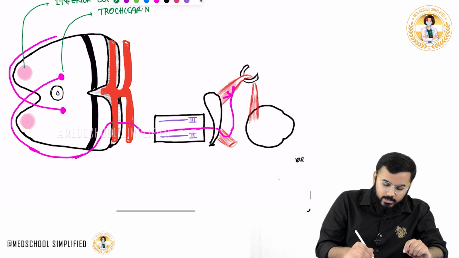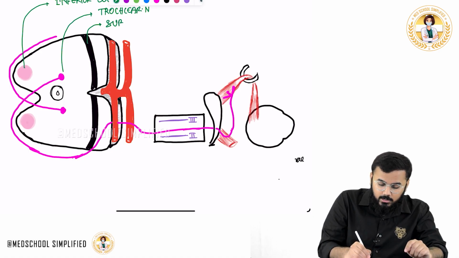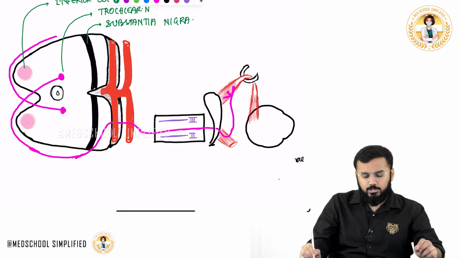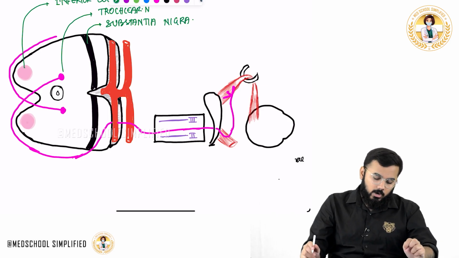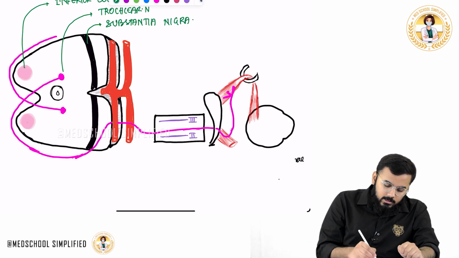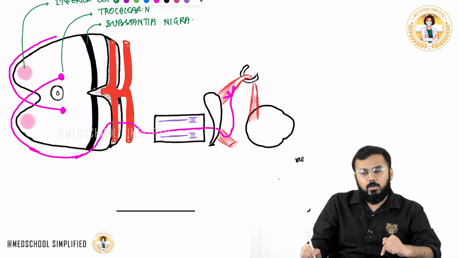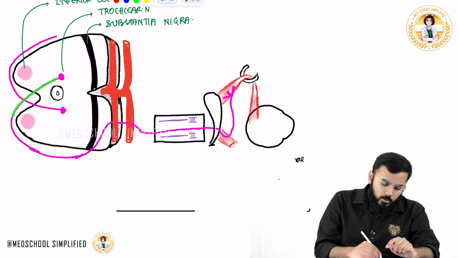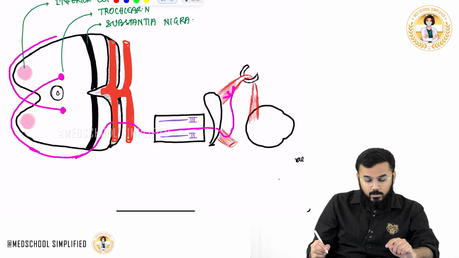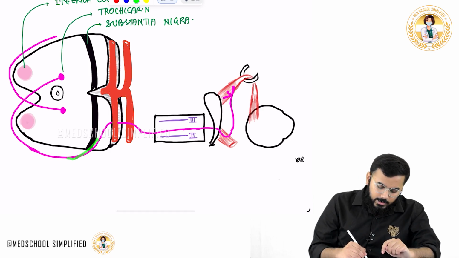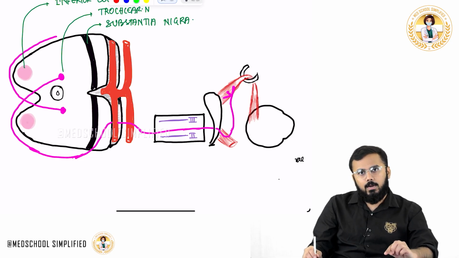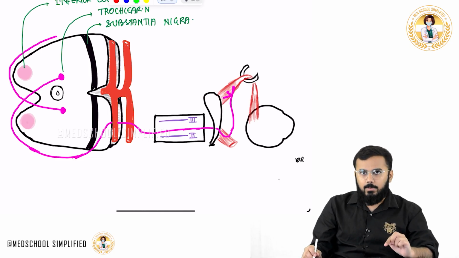The next important thing is this, called your substantia nigra. Now, what is happening over here is that this particular nucleus is the trochlear nucleus. From the trochlear nucleus, you see the trochlear nerve going on to the opposite side. After going to the opposite side, it passes in between two arteries: one is the posterior cerebral artery, another is the superior cerebellar artery.